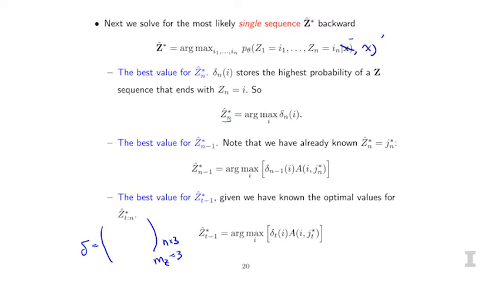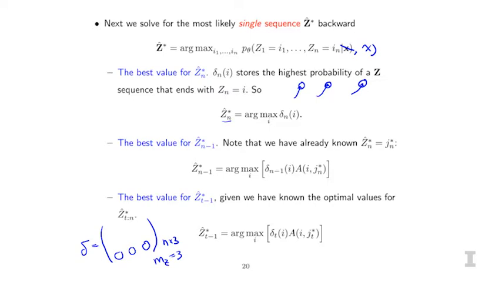Now let's solve for z backward based on the delta matrix. Let's look at the last row of the delta matrix. There are 3 entries, 1, 2, 3. For example, this stores the highest joint probability of z and x where the last hidden state for z is 1, and this is the highest joint probability for z and x where that z sequence ends with z_n equal to 2, and this is the corresponding joint probability for z_n equal to 3.